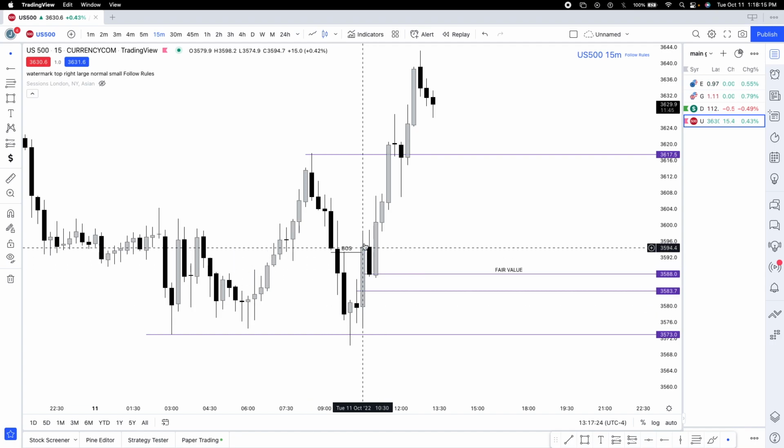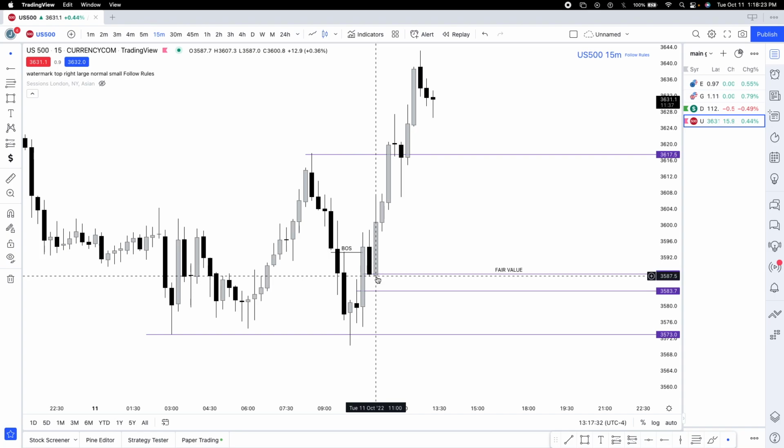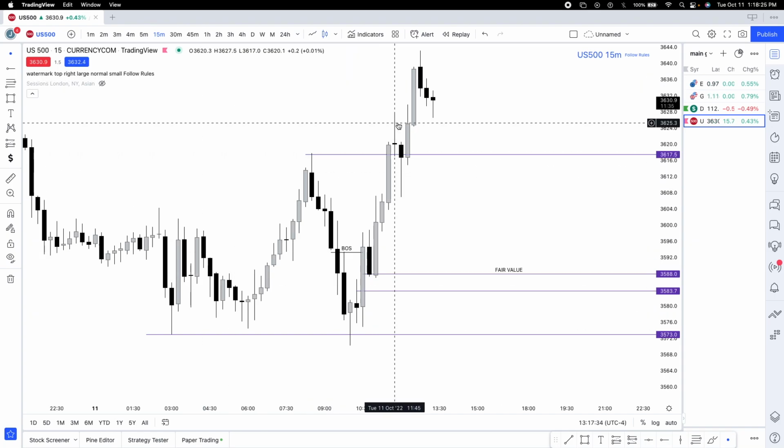If the price takes this out, it's going to confirm a break in market structure, and we literally wait for price to come back down to a nice PD array here, a fair value gap on a 5-minute time frame, and then we rally up.